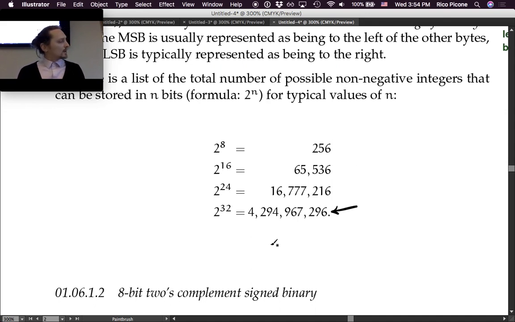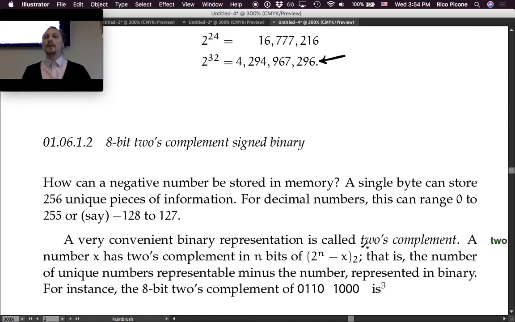Okay, very good. So 8-bit 2's complement signed binary. So that we just did pure binary. You can store that in memory. Also, you can store 8-bit 2's complement signed binary. How can a negative number be stored in memory is the question that leads to this representation. So a single byte can store 256 unique pieces of information.